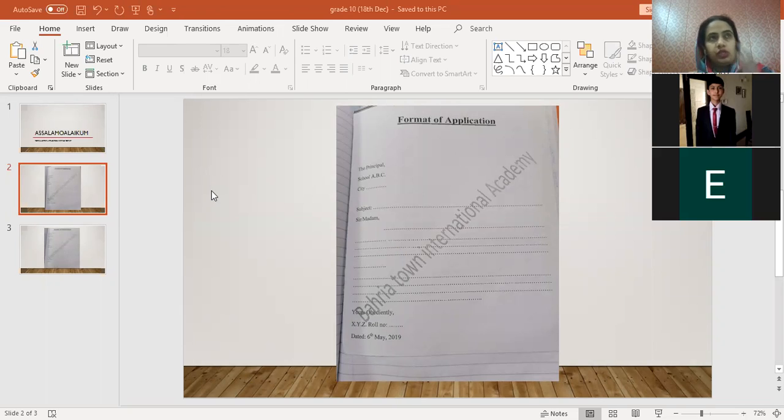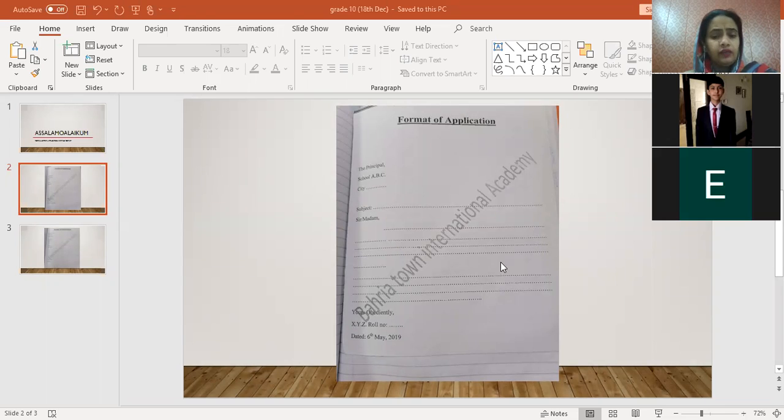If you're writing to the editor to highlight some serious issue, you can write, "with grave concern, I have noticed this thing, and I want your newspaper to highlight the importance of this thing." This is how you are going to start. The starting of the application will be different for the principal, different for the job application, and different if you are writing to the newspaper. So you need to start with a specific starting.